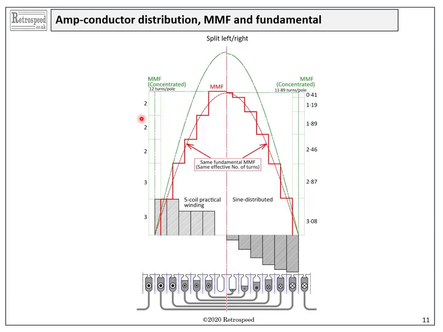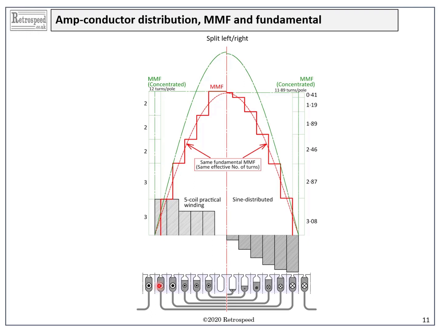Now this diagram shows the MMF distribution for the 2 windings. We're showing only half a pole for each winding: the practical 5-coil winding on the left, and the sine-distributed 6-coil winding on the right. At the bottom we see all the coils, the actual coils, the slot fill shading and the coil side markers are scaled to the number of turns in each slot.